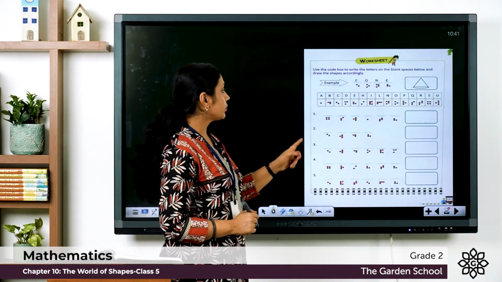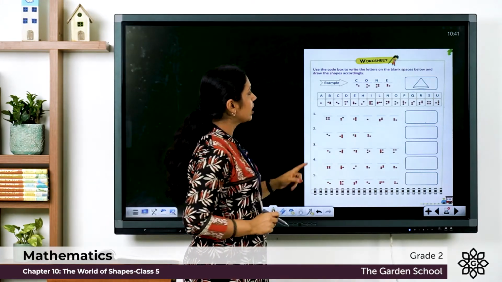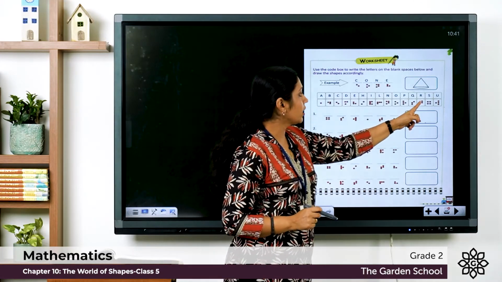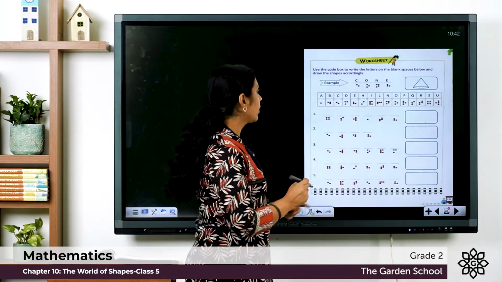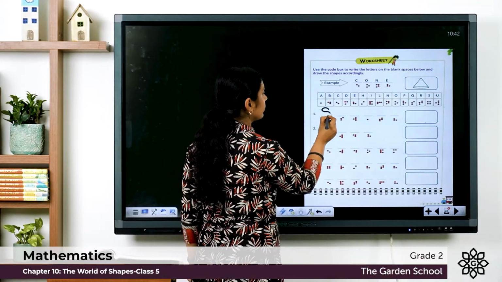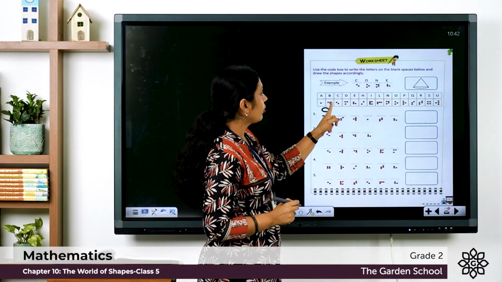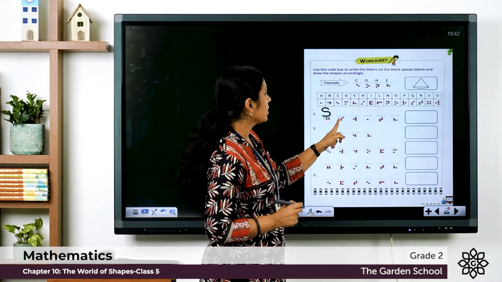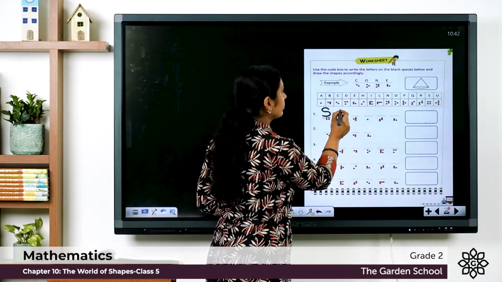Let's do one. Look at the first one. You have 4 dots given. Now let's find out from this box where are these 4 dots. You can see that it is S. So write S. Now look at the second. We have 3 dots. So find out from here which shape it is. Q. You can see here. So here you can write Q.